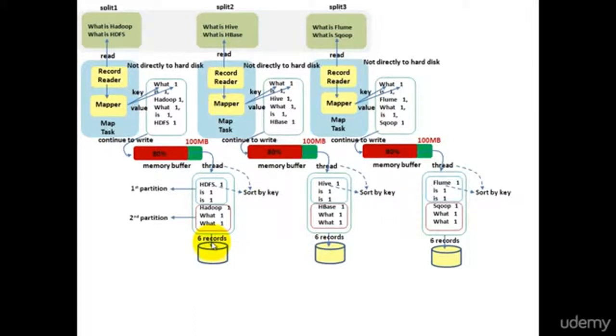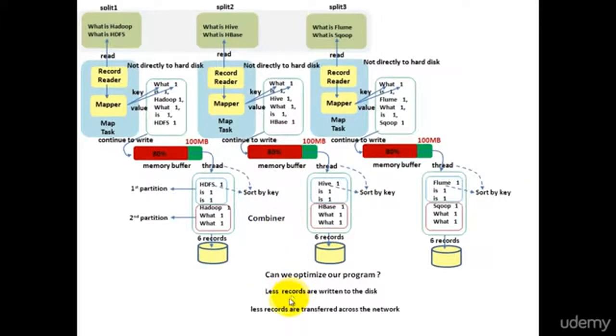Earlier I had said that input-output operations and data transfer across the network are the most expensive operations. So can we optimize our program to write fewer records to the disk? Sure, we can. This is where Combiner class comes into picture. Like we wrote our own mapper class and reducer class, we can also write our own combiner class. In the combiner function, we will write the logic so that fewer records are written to the disk and fewer records are transferred across the network.